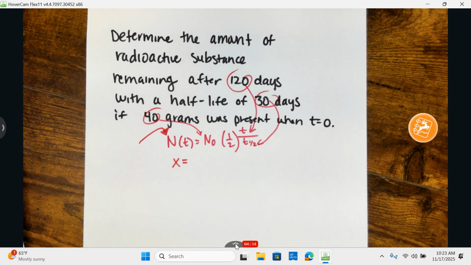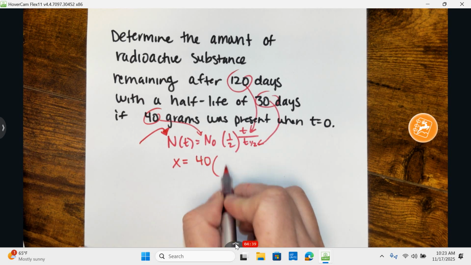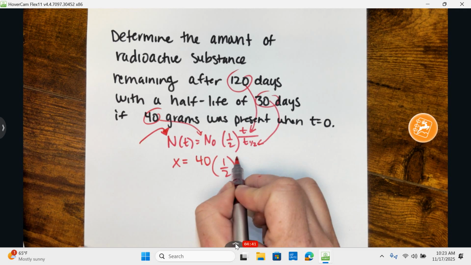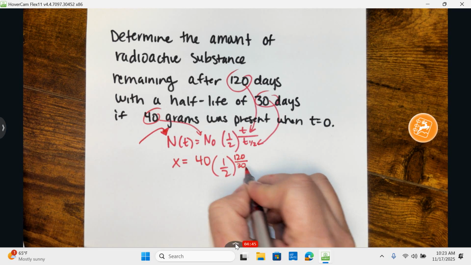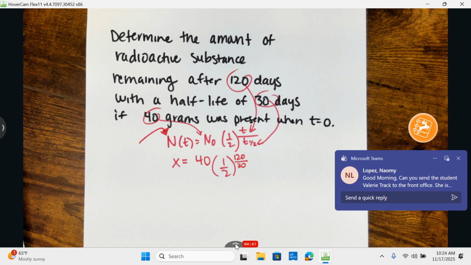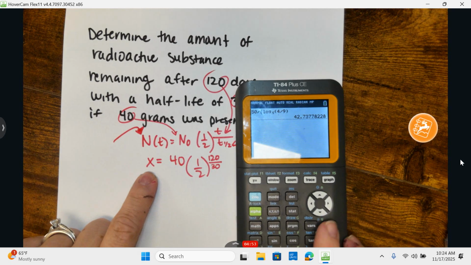I want to figure out how much substance remains. I know the initial amount is 40 grams. I know that 120 days has elapsed, and the half-life of this substance is 30 days. So every 30 days, it would be divided by 2. So how do we solve here for x?